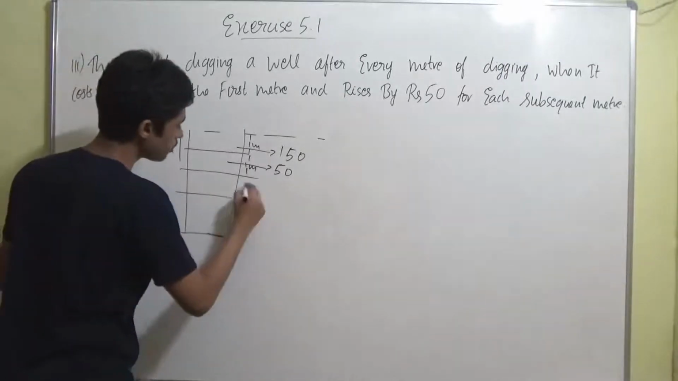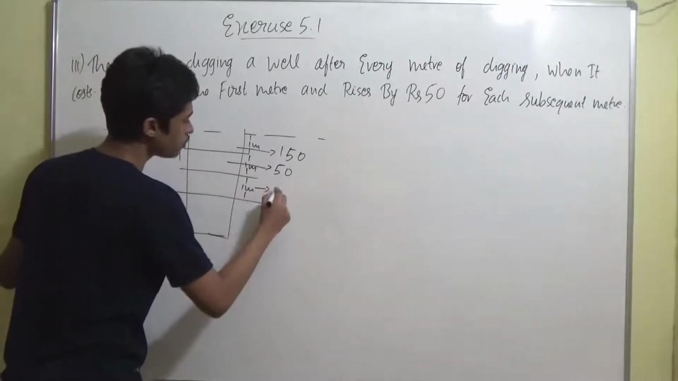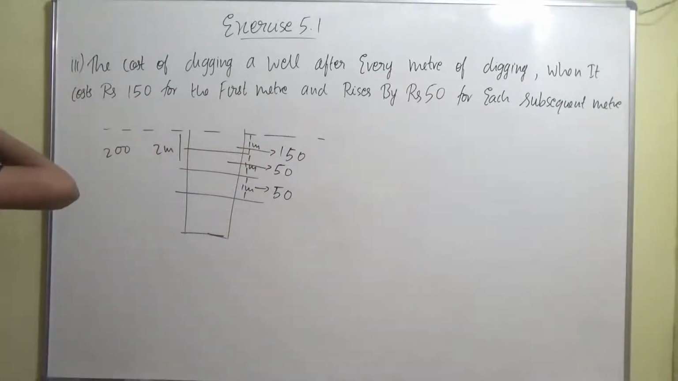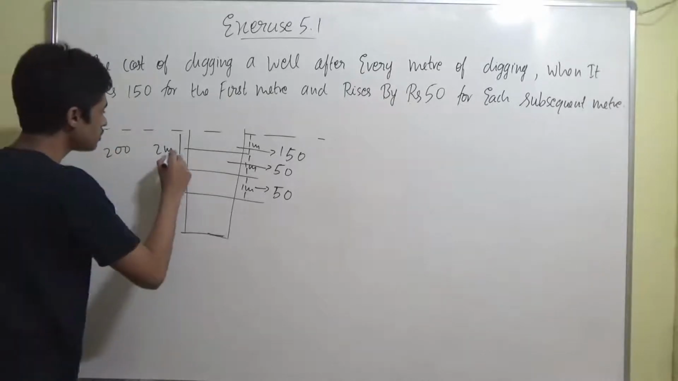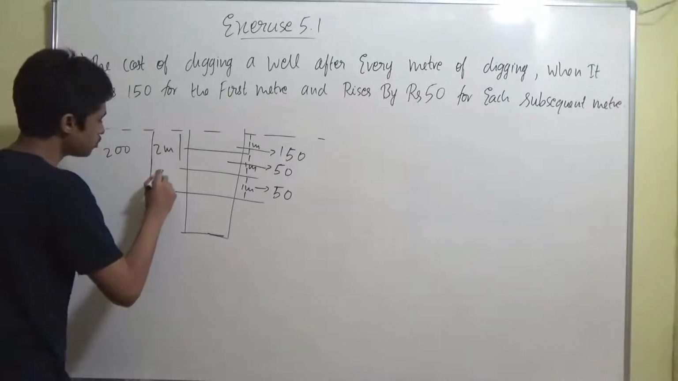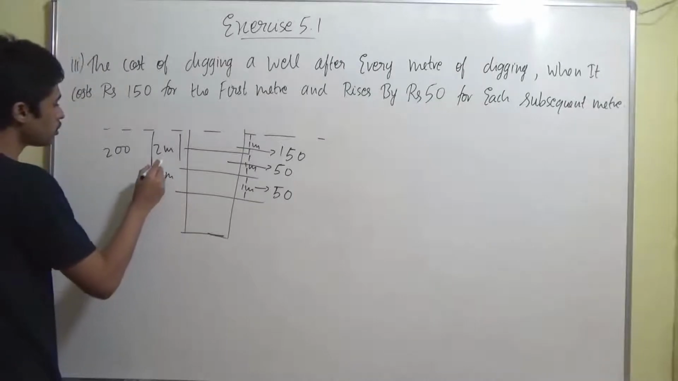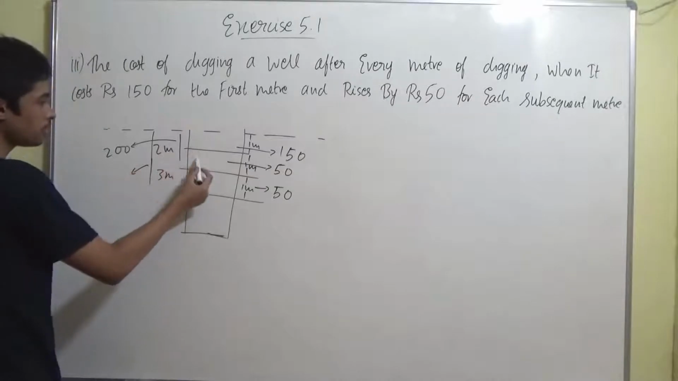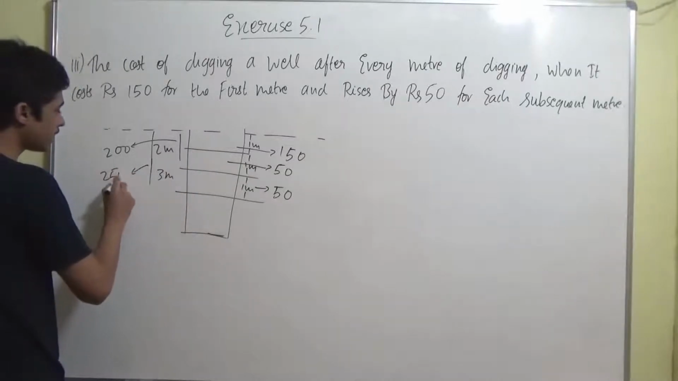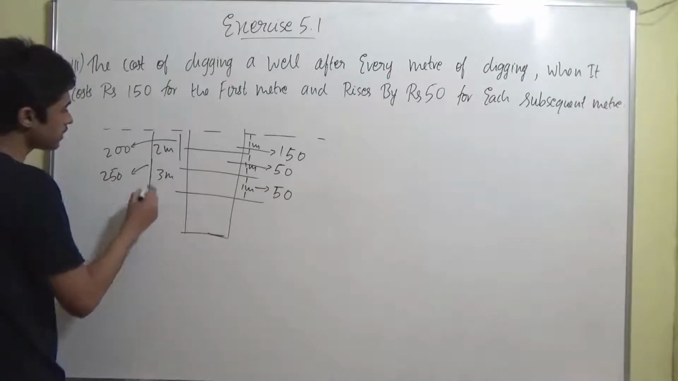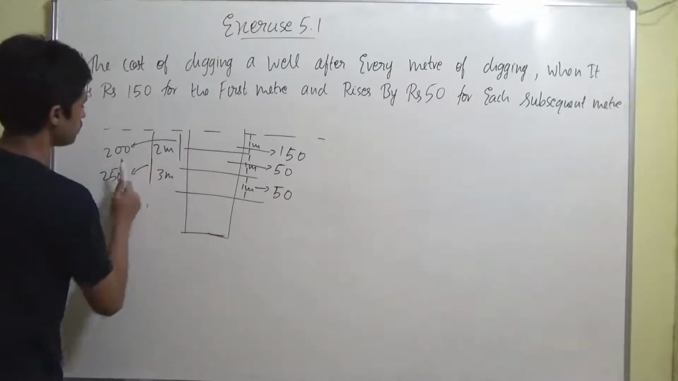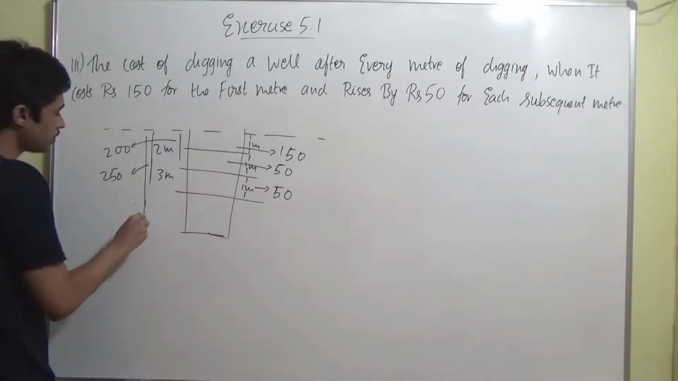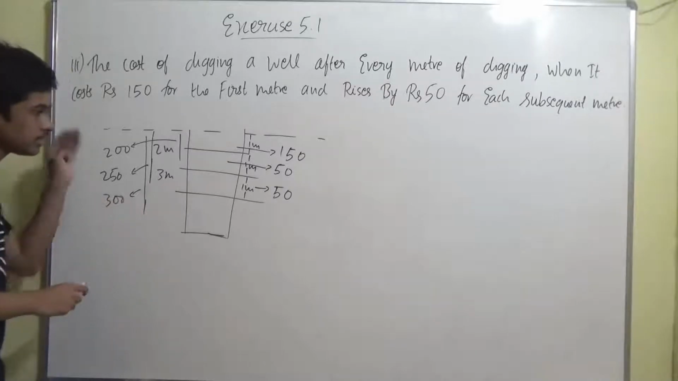After that, if you go 1 more meter down, it's going to cost you one more 50 rupees. For subsequent depth, it's going to cost you 50 rupees for each meter. So then this whole thing will become 3 meters, right? And totally it's going to cost you 150 plus 50 plus 50, that is 250 rupees. Getting it? As it will keep increasing, guys. For 4 meters, it's going to cost 250 plus 50, 300. Getting it, guys? It will keep increasing.